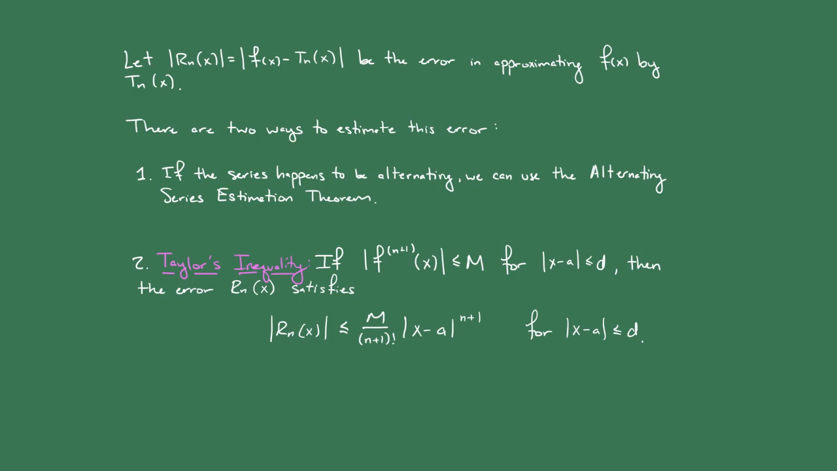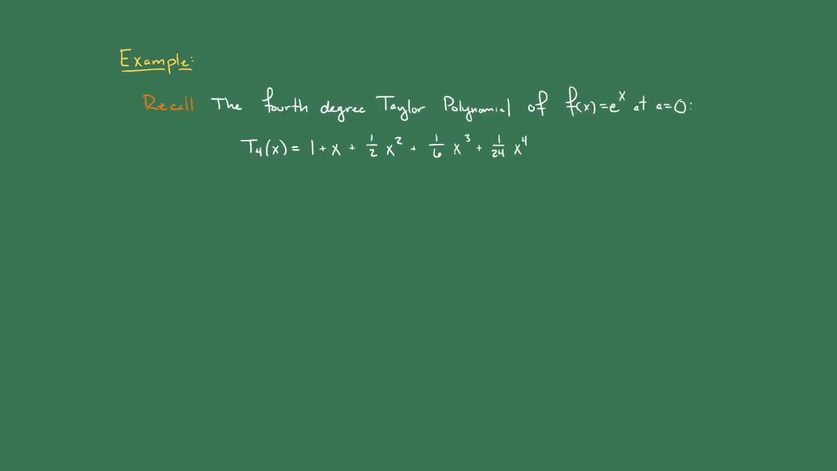So that was a lot to process. Let's see how to actually apply Taylor's theorem by looking at some examples. All of these examples will involve the function e to the x. So first, let's recall that the fourth degree Taylor polynomial of e to the x centered at 0 is given by 1 plus x plus a half x squared plus 1/6 x cubed plus 1/24 x to the fourth. And now let's figure out how to apply Taylor's inequality to this function.